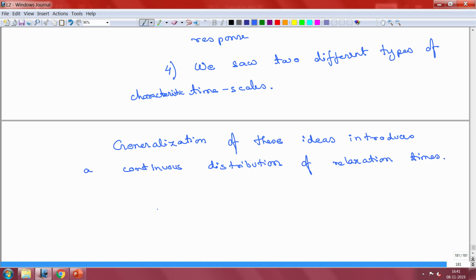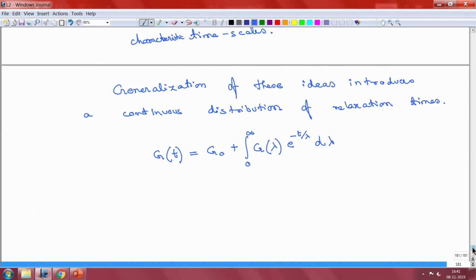Okay. And in that kind of a situation, you will write G(t) as some G naught plus the integral from 0 to infinity of another function, G(lambda), times e to the power minus t by lambda, d lambda. Please note that this is a different function. In this case, G(lambda) is also called the distribution of relaxation functions.